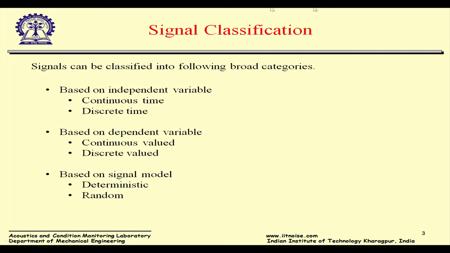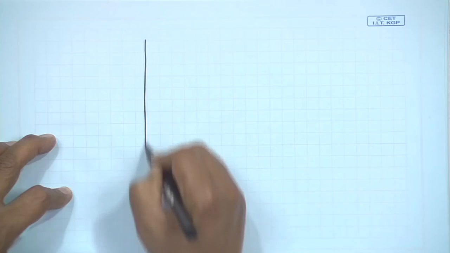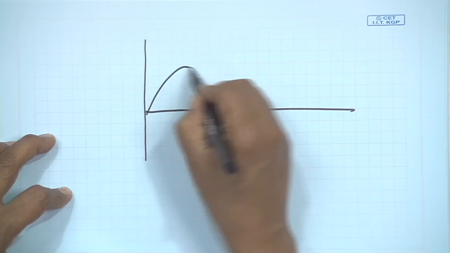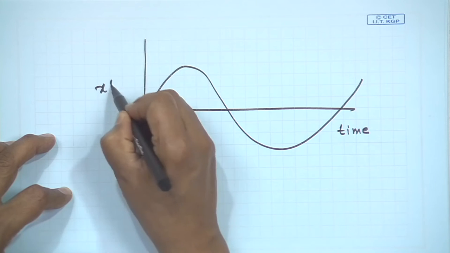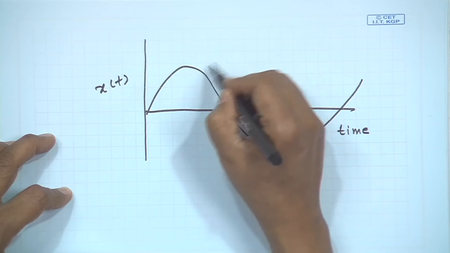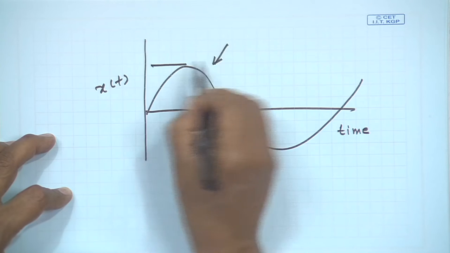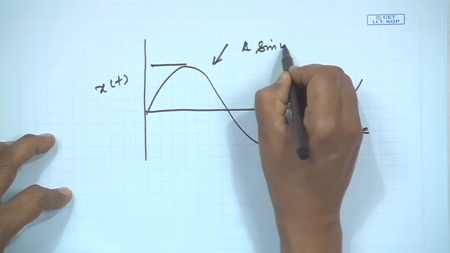So if I was to classify signals, what I had drawn earlier was a continuous signal. That means the signal exists at all time t, however small the time t is. For intervals of nanoseconds, microseconds, it's a continuous signal. So this is an example of a continuous signal. At all time, I have the signal x(t). Maybe even I can describe it with a mathematical equation as x(t) is nothing but a sine omega t.